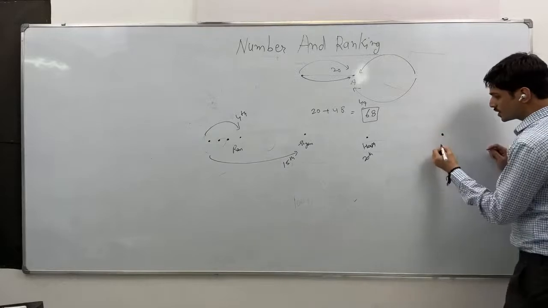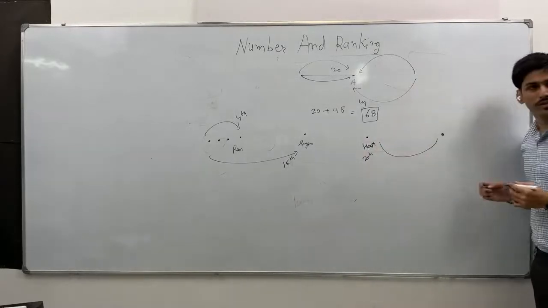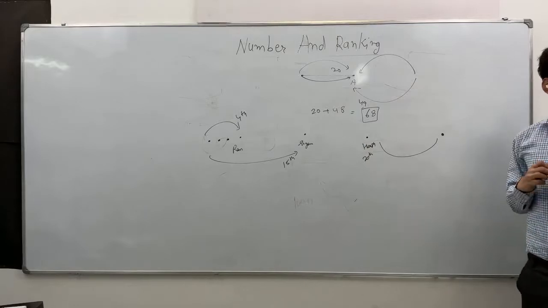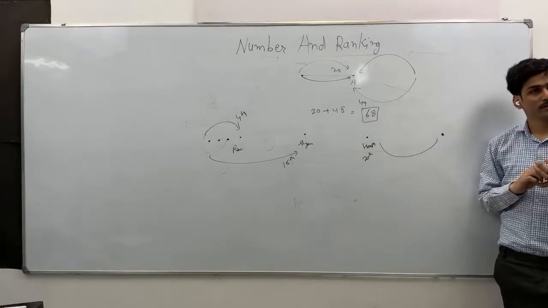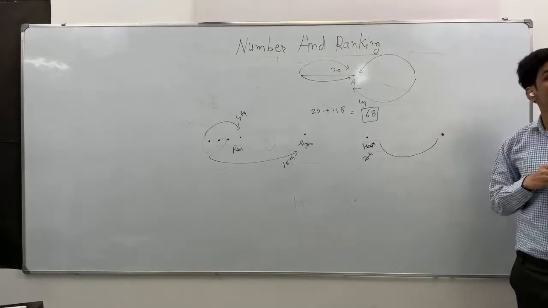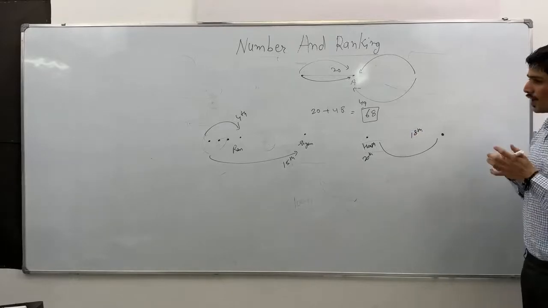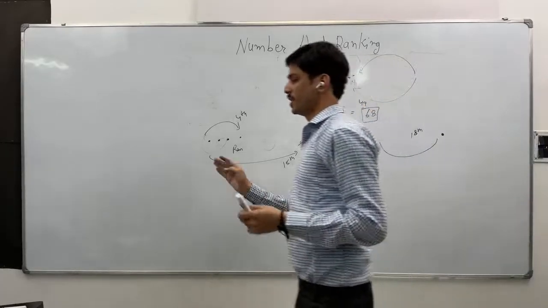If I consider this, how many students are there between this person and Hers? 18. 18 or 19? Sir, between is 18. Between this person and Hers, how many students are there? 18. Okay. Now they are asking what is the rank of Ram from the right hand side?